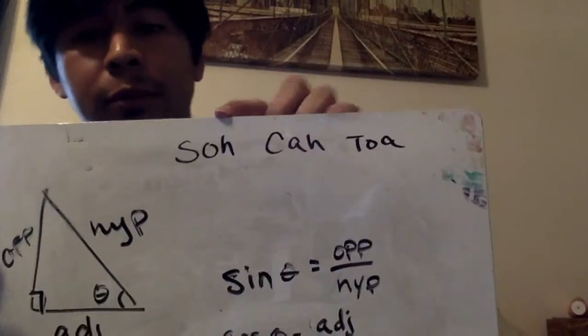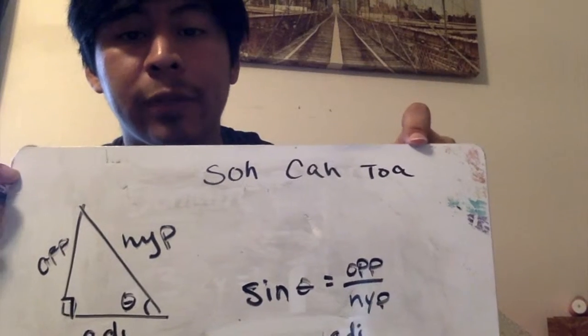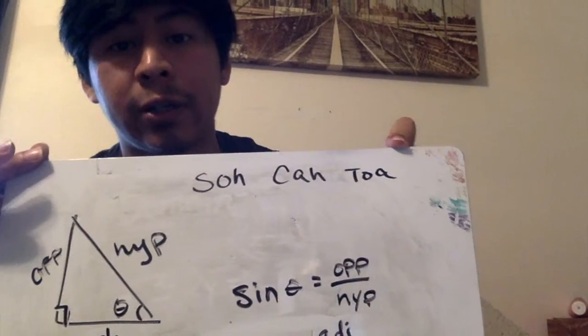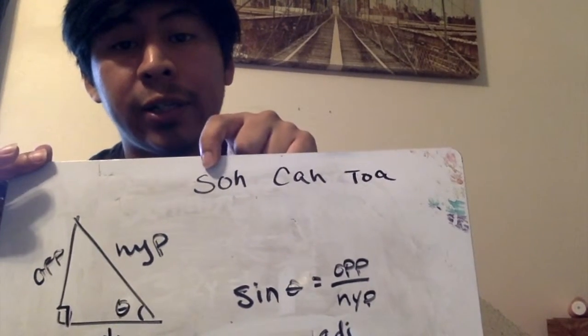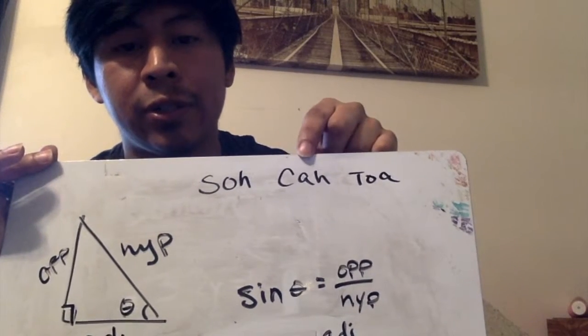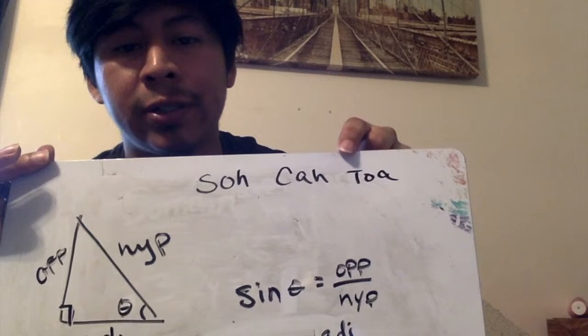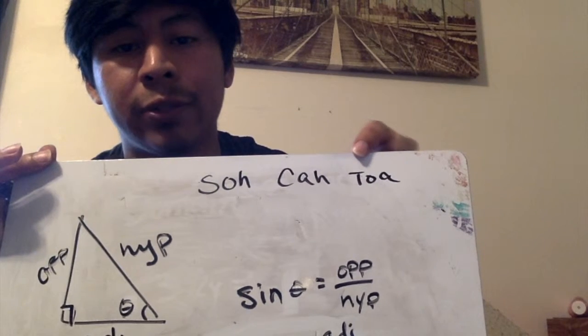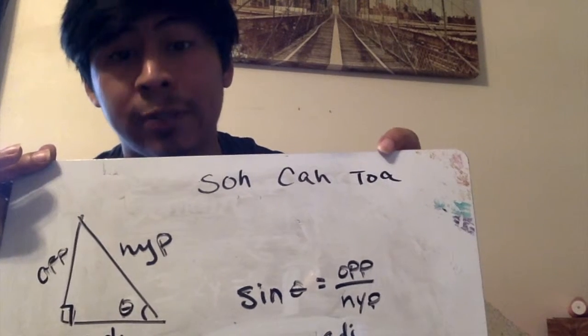One way to remember these is something that you've probably heard, SOH CAH TOA. If you remember this little phrase right here, you are good with the identities. Soh is sine, opposite, hypotenuse. Cah is cosine, adjacent, hypotenuse. Toa is the tangent, which is equal to the opposite over the adjacent.